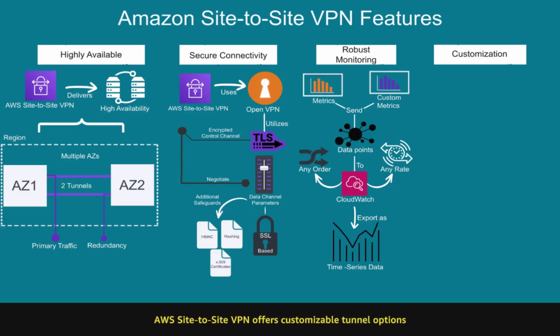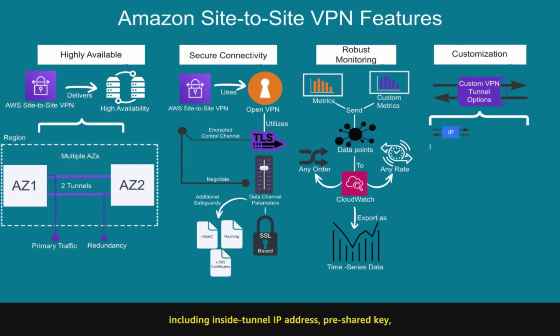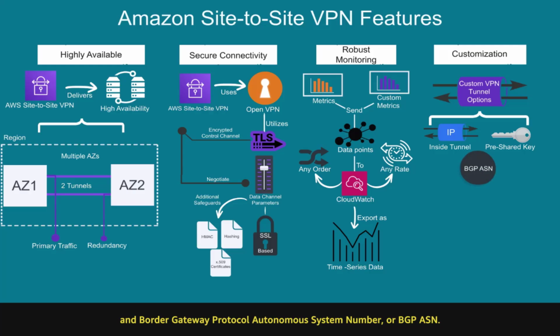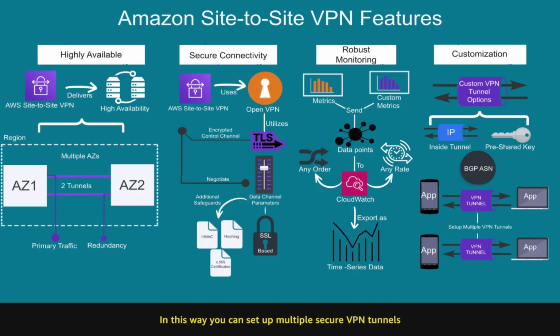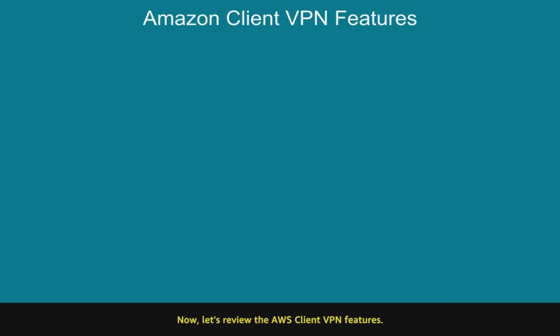AWS Site-to-Site VPN offers customizable tunnel options, including inside tunnel IP address, pre-shared key, and Border Gateway Protocol Autonomous System Number or BGP ASN. In this way, you can set up multiple secure VPN tunnels to increase the bandwidth for your applications, or for resiliency. You can also set up equal cost multipath routing, or ECMP, using AWS Transit Gateway.